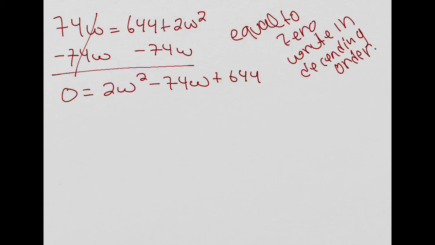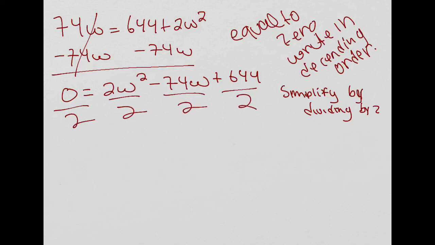So here I notice that they're all divisible by 2, so I'm going to simplify by dividing by 2. Divide everything by 2. This is still 0 equals W squared minus 37W plus 322, right? Okay, now I have my equation in the standard form of a quadratic.